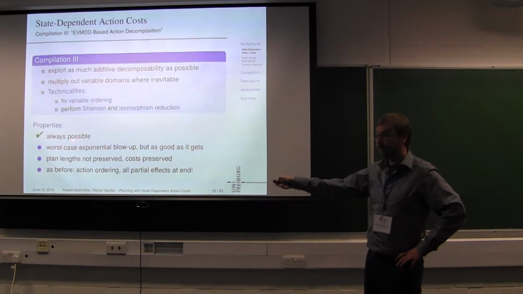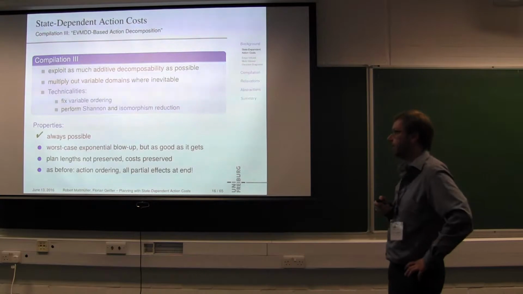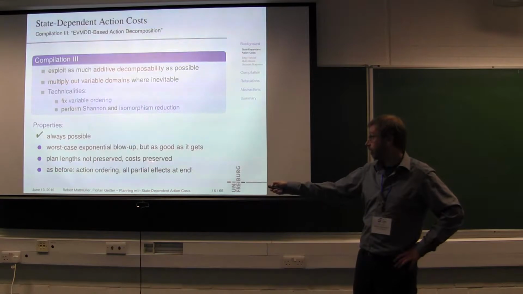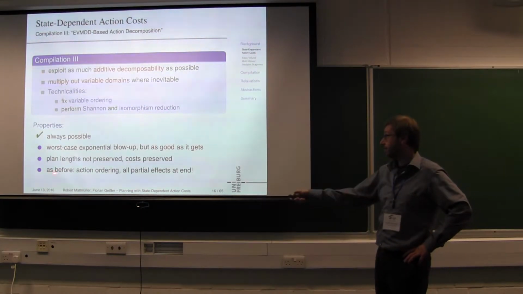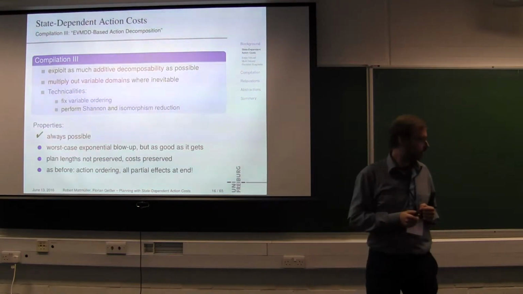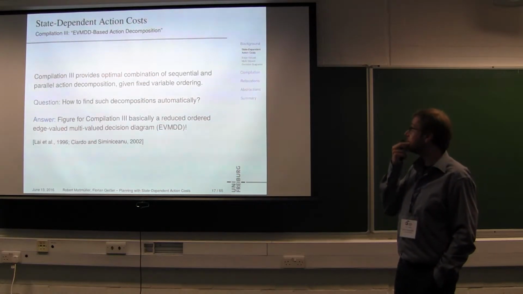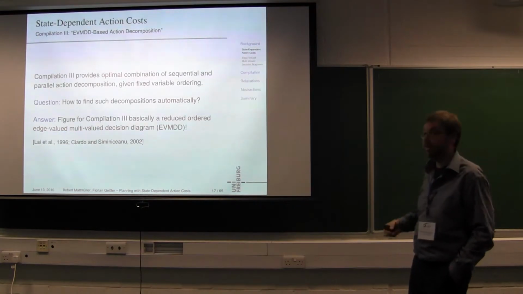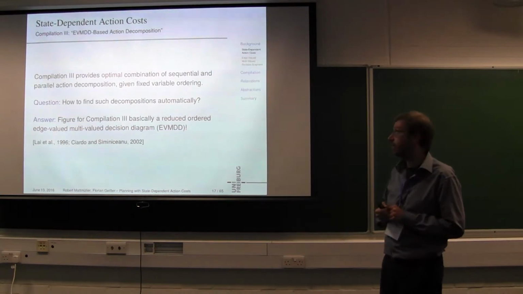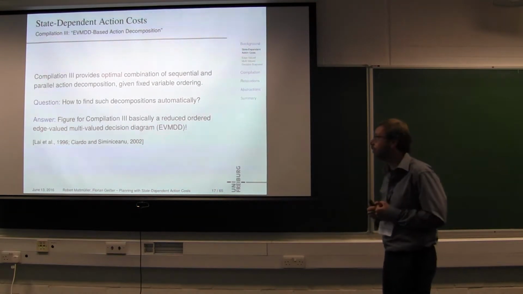So now this is always possible again, like the first compilation. Unfortunately, we still get a worst case exponential blow up, but I don't see how this could still be improved. Again, plan lengths are not preserved, plan costs are, and we still have to enforce an action ordering and make sure that all partial effects are fired only at the very end. Yeah, right. So the third compilation provides an optimal combination of these first 2, the sequential and the parallel decomposition, given we have a fixed ordering of the variables we branch over.